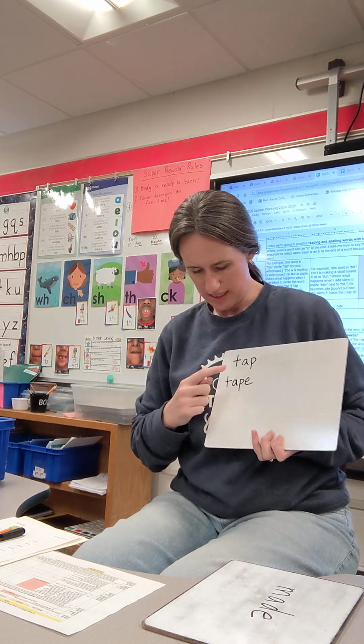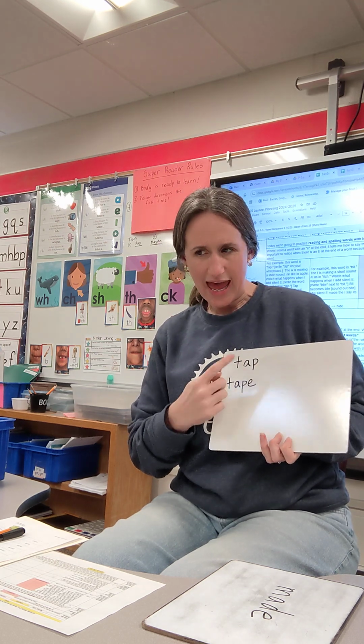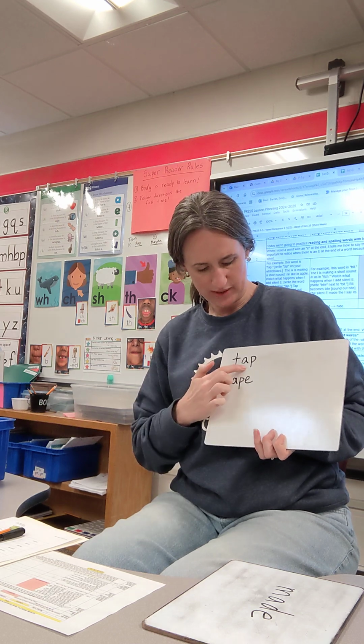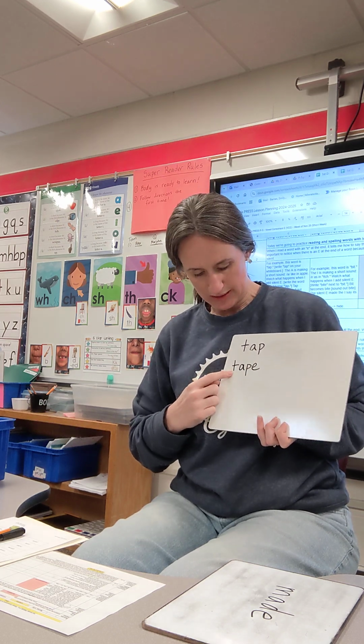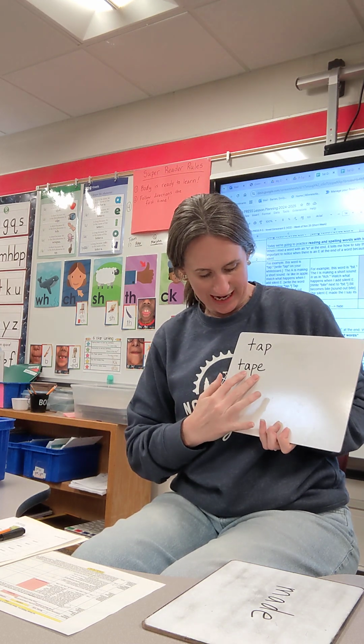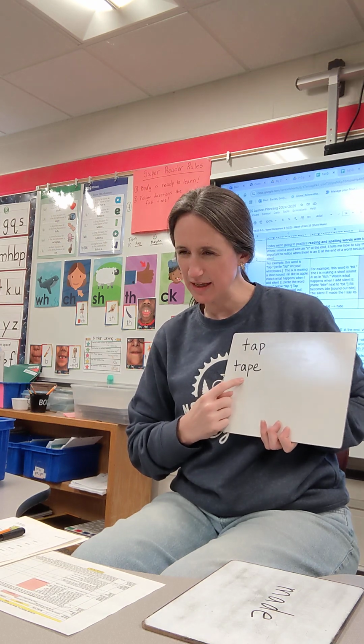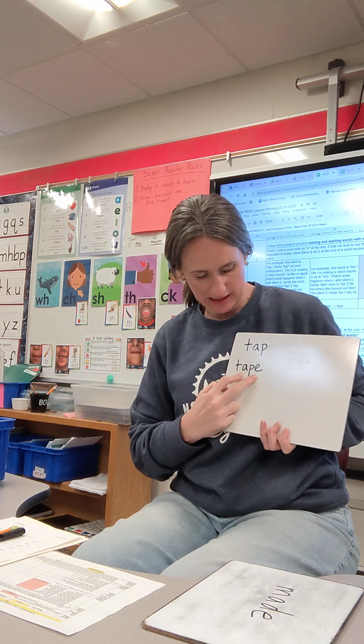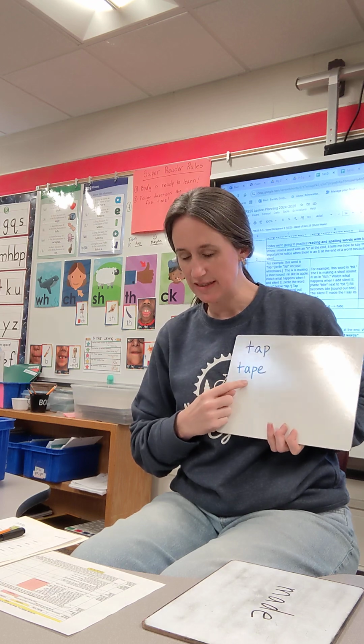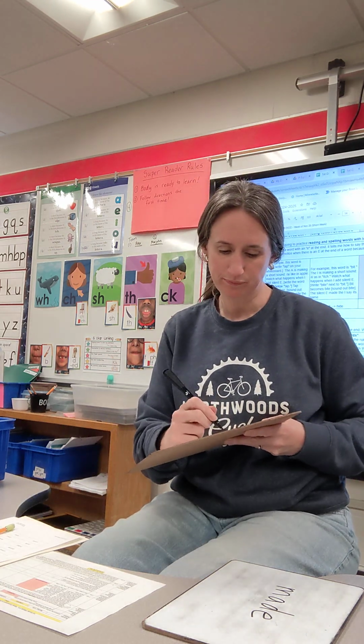Do you see that? T, a, p. That's the short sound. T, a, p. Tape. The A said its name. The A and the E work together for the A to say its name. Okay, let's look at a couple more like that.